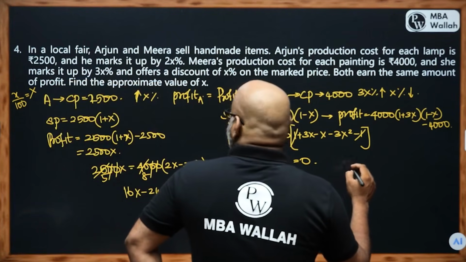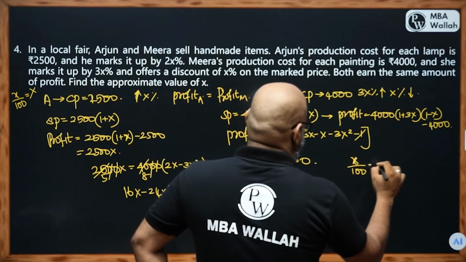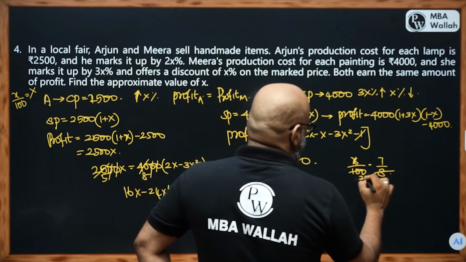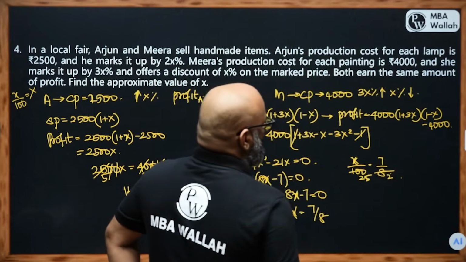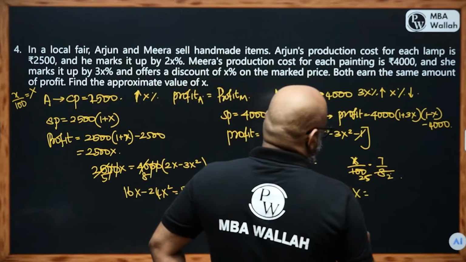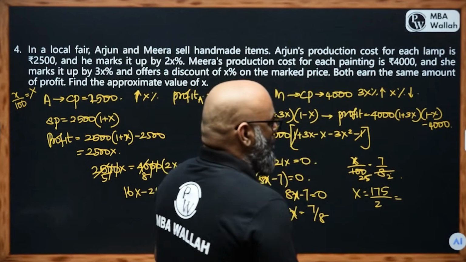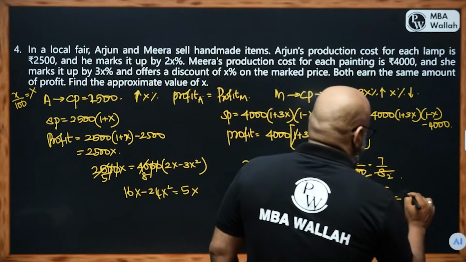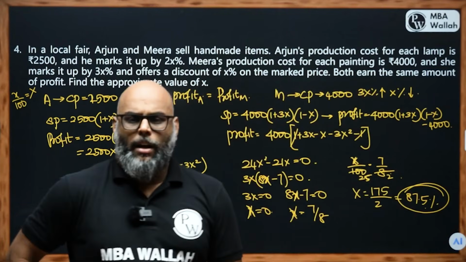So I can say x by 100 is equal to 7 by 8. I can cancel this off. This is 25 times. This is going to be 2 times. Right. So this will go to the top. X is equal to 25 into 7 is 175 by 2. 170, 160 is 80. 15 is 7.5. 87.5%. That will be our answer.